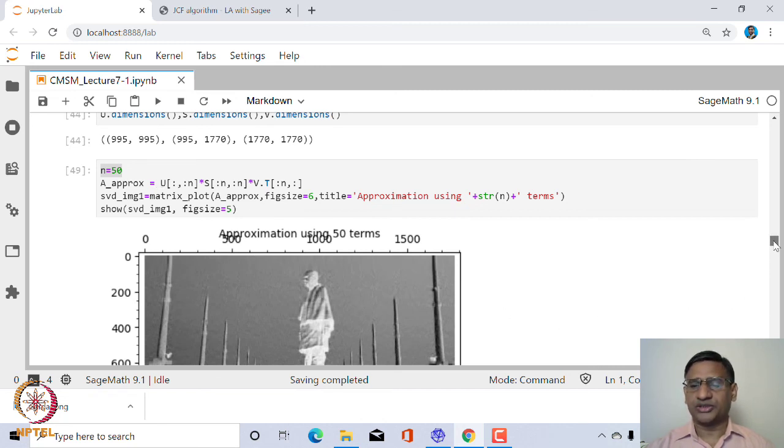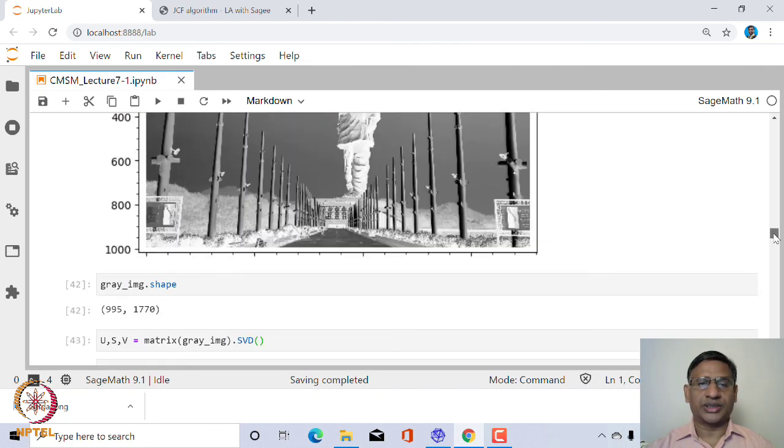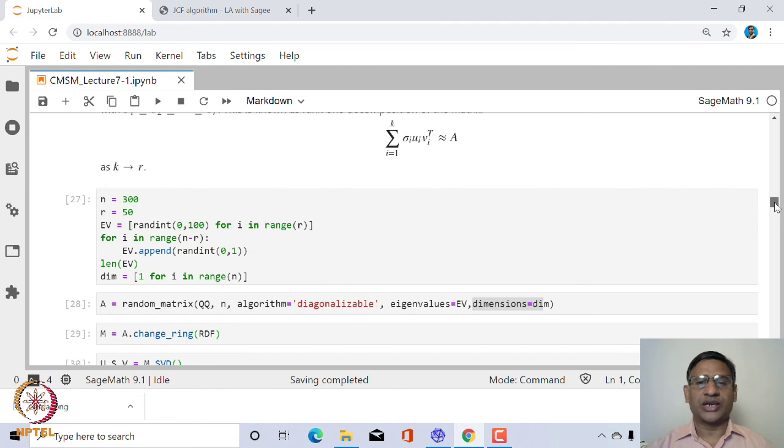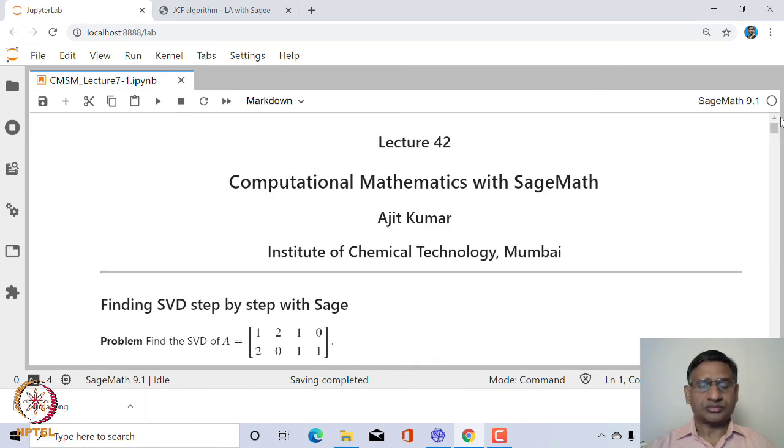So let me stop here. We shall look at more applications in the next class. We will look at an application of linear algebra to solving systems of linear equations. That will be again an application of eigenvalues and eigenvectors.